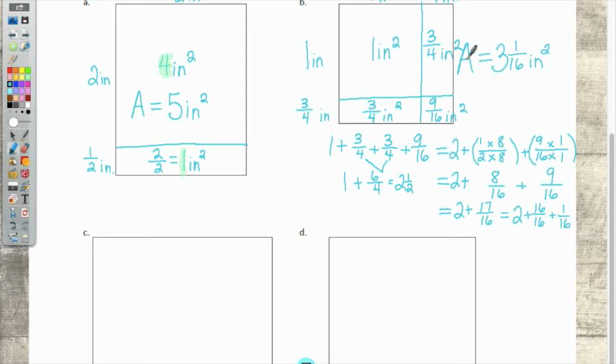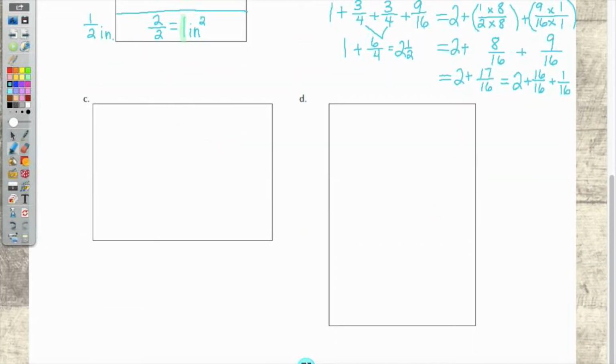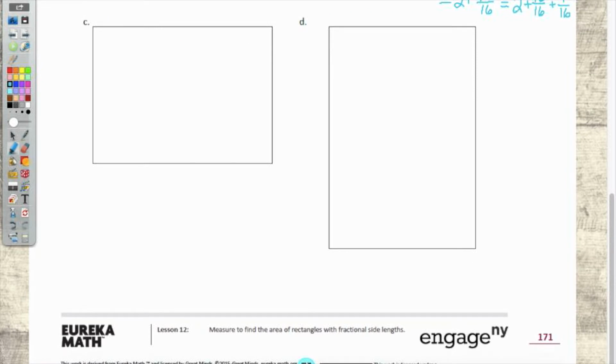Okay, how you doing? I think that might be the most, I don't know if it's the most difficult. Okay, start measuring rectangle C.